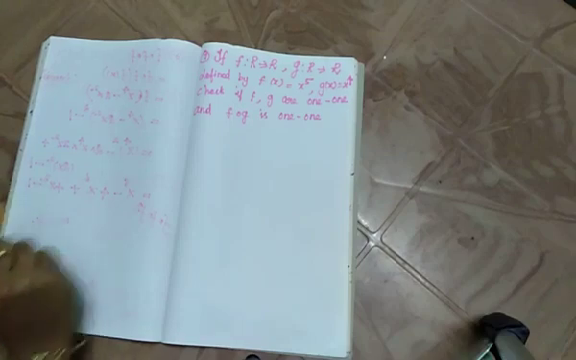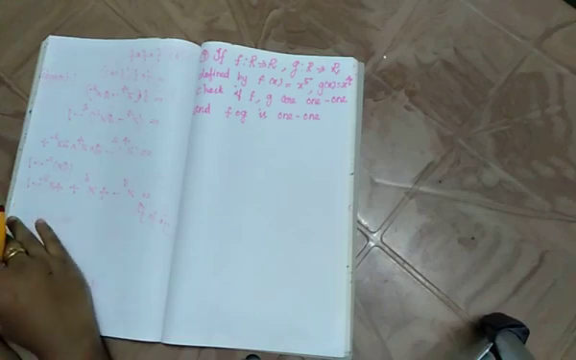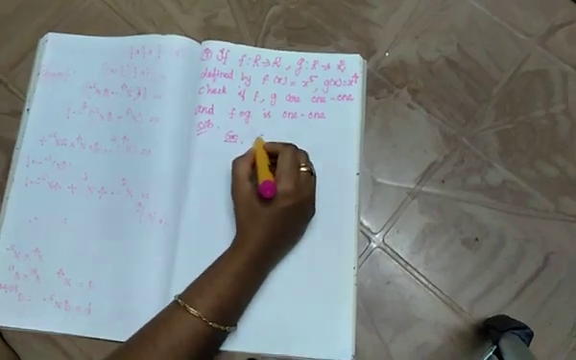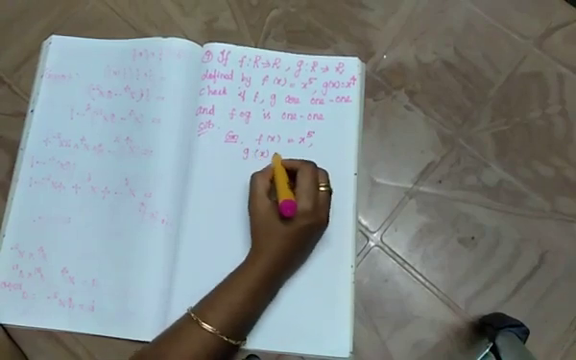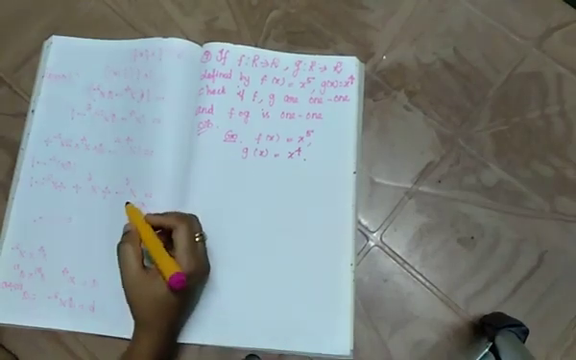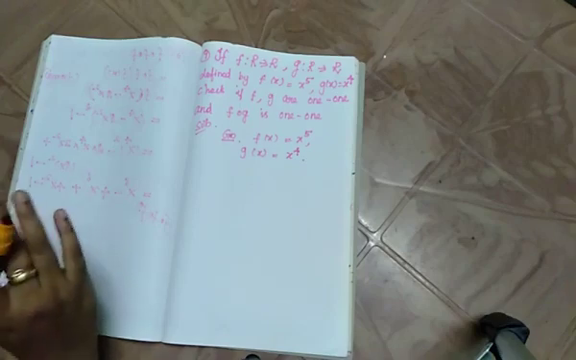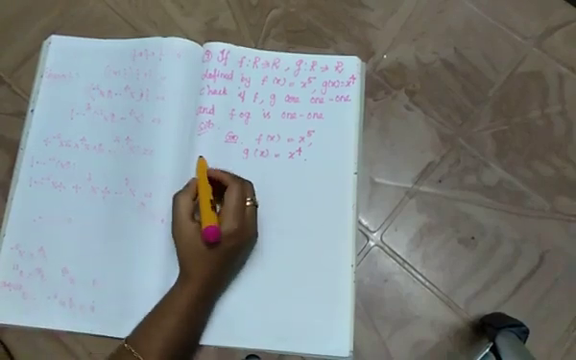So 1-1 function means both should be equal, isn't that, ma'am? Let's see, very simple. Given 2 functions, f of x is equal to x power 5, and g of x is equal to x power 4. So 1-1 means both should be equal. Here they didn't give any condition for equality, so we are considering it.